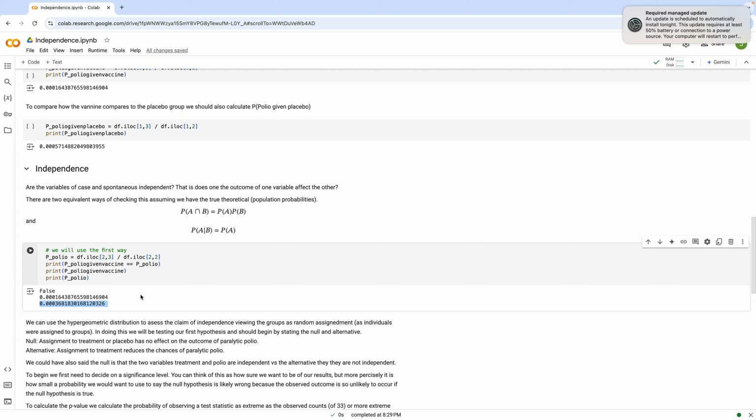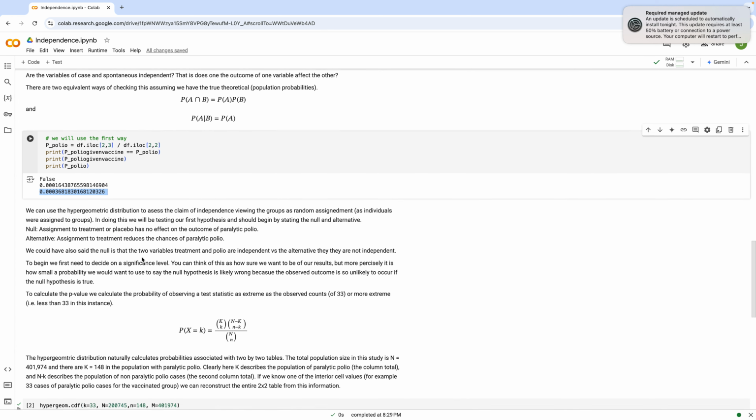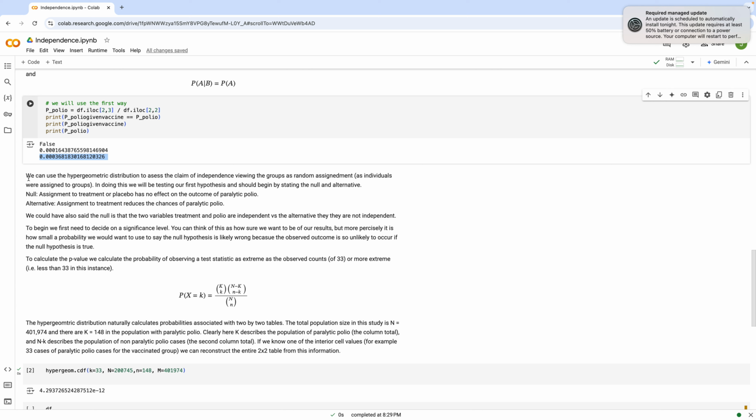But the problem with this independence is that we have to have the population probabilities, and we don't have that. The data we have is from a sample. So how can we take into account the randomness of the sample and assess it? We're going to use the hypergeometric distribution to assess this claim of independence, viewing the groups as random assignment, because that's what was done. People were randomly assigned to treatment and control.